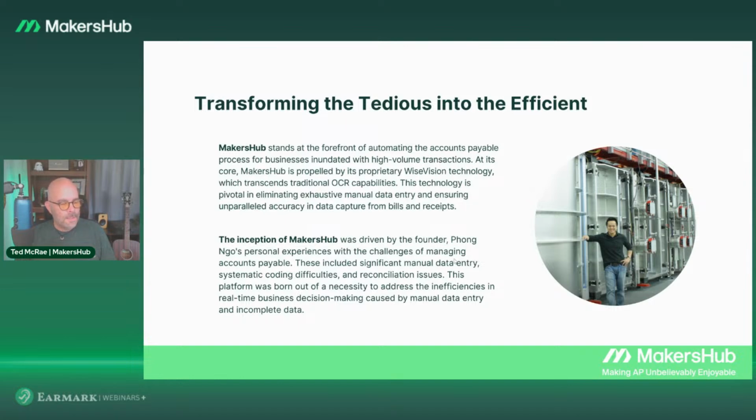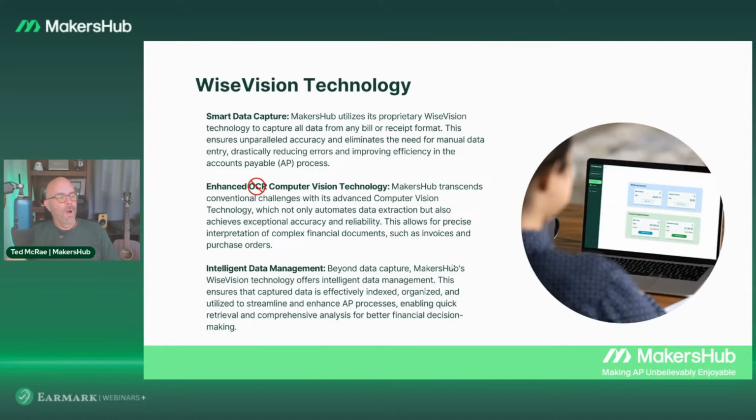So Fong set out to build his own product with today's technology. Instead of using this old legacy style OCR technology, he decided to use today's technology with large language models and computer vision, like an advanced OCR, to get this done. So that's what we call Wise Vision technology. I've got the OCR circle slashed because it's really more like computer vision. In essence, it is an OCR, optical character recognition, but it's much more than that. And that's what we're going to talk about today, and how that actually works.